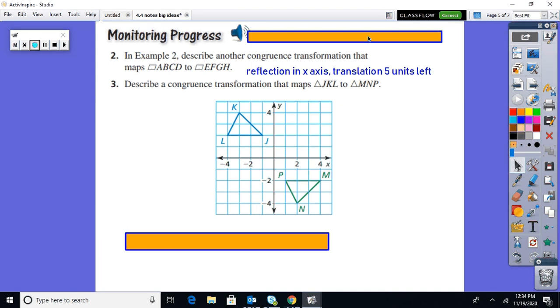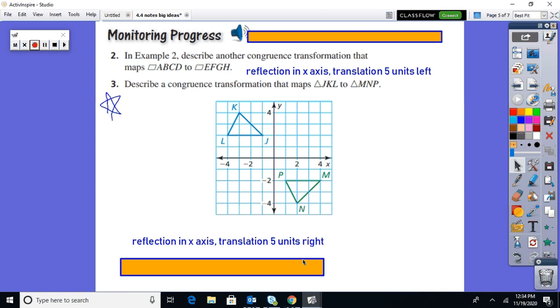All right, pause the video here and see if you can come up with monitoring progress number 3. All right, welcome back. So how did we get there? Hopefully you arrived at something like this. Perhaps reflect in the x-axis and then slide it 5 to the right.